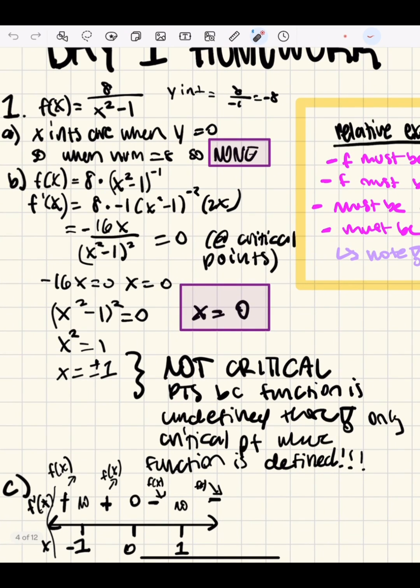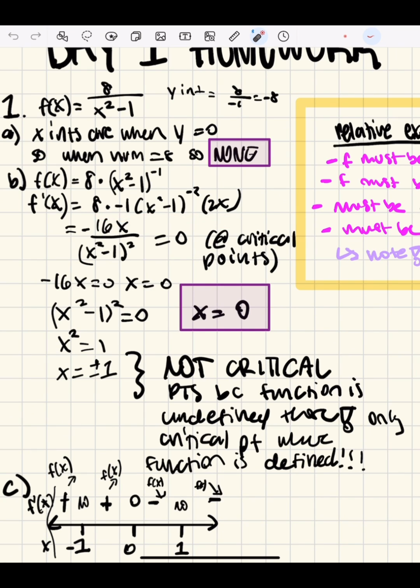So this is the original one. Now, if you feel really inclined to use the quotient rule here to find the derivative, you can, but I would just like to say that it's much easier to make this 8 times x squared minus 1 to the negative 1 and solve like that using the chain rule instead. So that is what I did. So you have to be careful. Remember your chain rule here.